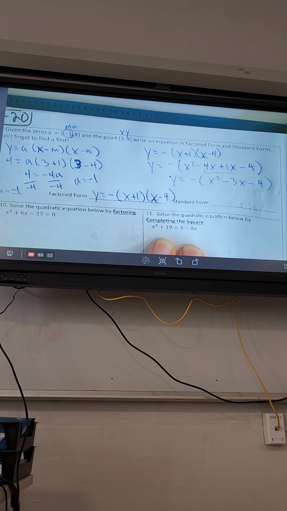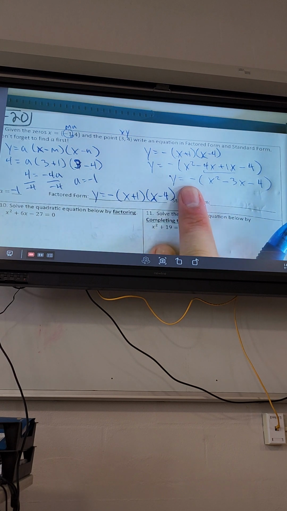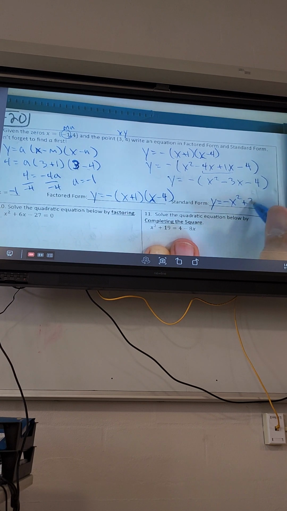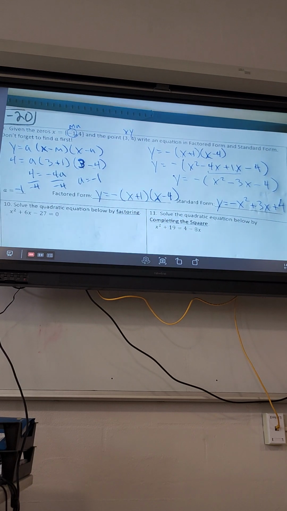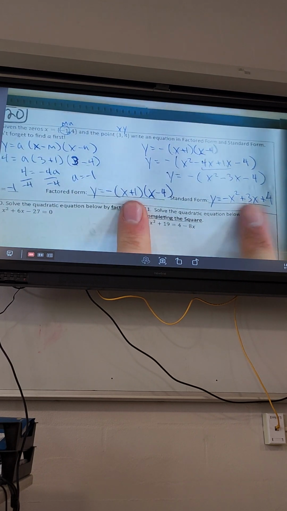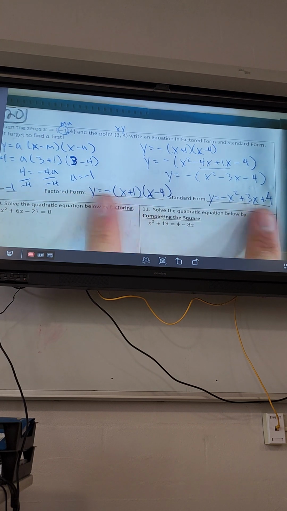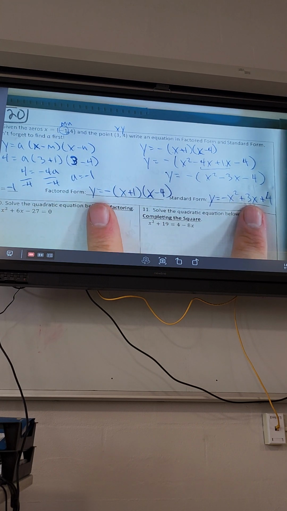Last step is to distribute that negative sign, so change the sign of everything. So we're going to write our final answer. There you go. Now looking at this and looking at this, you can clearly see that these are the same answers, the same equations, right? So you have to be able to transform between them back and forth.